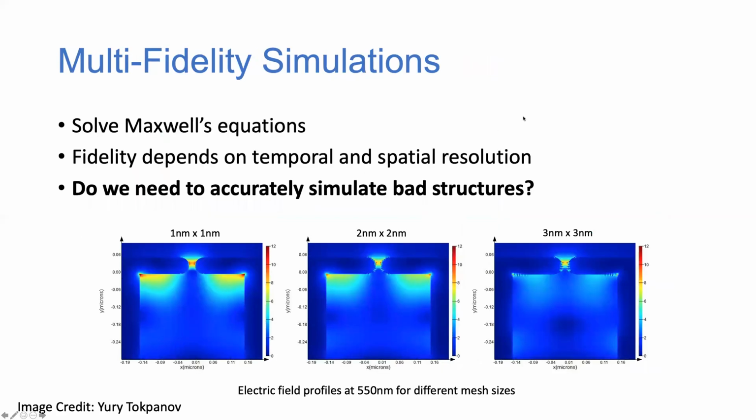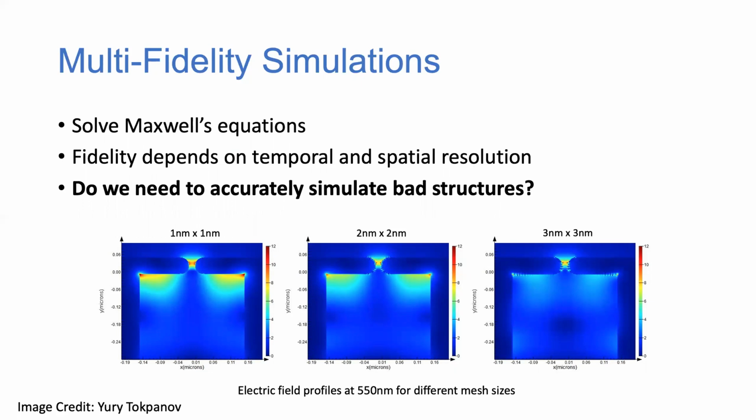And so the question then is, well, we can solve Maxwell's equations at different temporal and spatial resolutions. So you see on the bottom 3 different resolutions. So 1 nanometer by 1 nanometer, 2 nanometer by 2 nanometer, 3 nanometer by 3 nanometer. The third one is much coarser than the first one. And basically the computational cost of solving Maxwell's equations scales linearly with the resolution. So the one on the right is 9 times cheaper than the one on the left. And if we were solving this in 3D rather than 2D, the one on the right would be 27 times cheaper than the one on the left.